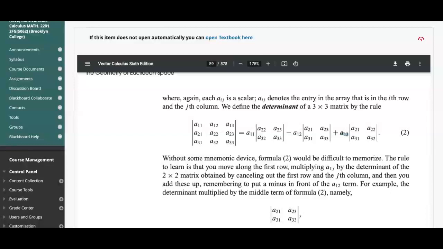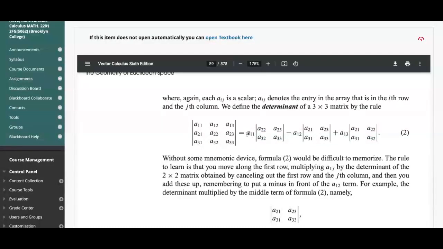1 plus 3 is an even number, so it gets to be positive. Then we cross the row that contains A13. We cross the column that contains A13. We're left with these 4 members: A21, A22, A31, A32. We want to find the determinant of those 4 entries.